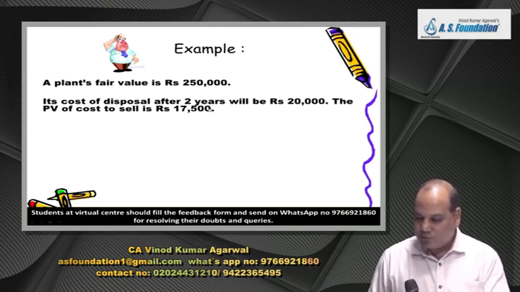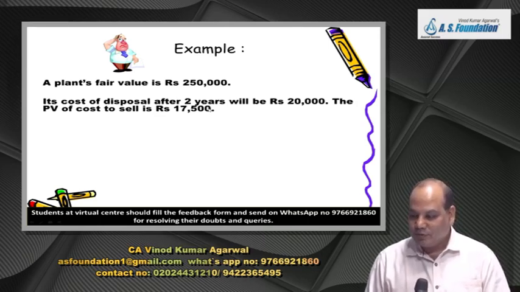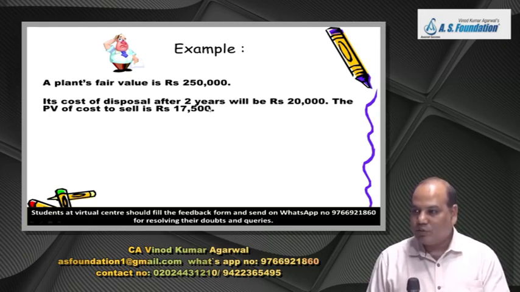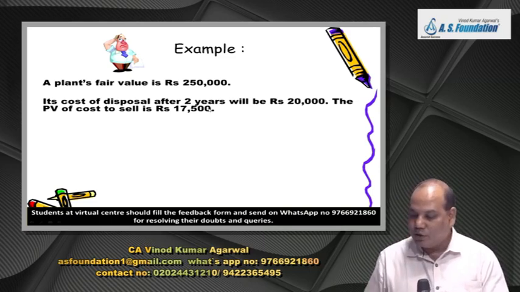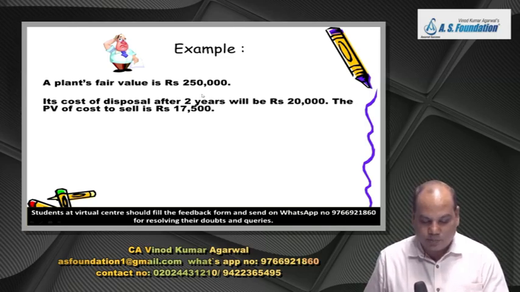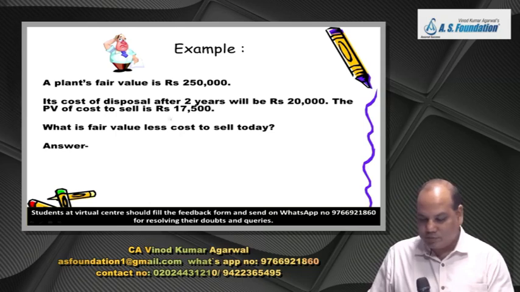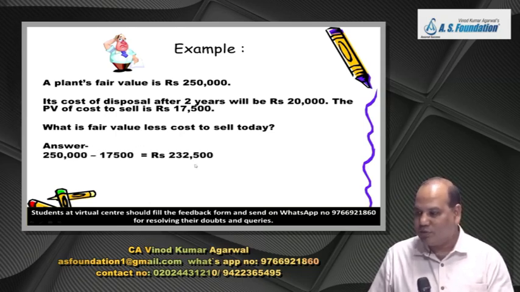Solve one small example. A plant's fair value is 2,50,000. It is given in the standard example, and its cost of disposal after 2 years is 20,000. But it will be disposed after 2 years. The present value of the cost to sell is 17,500. So on the reporting date, we will account at what value? Fair value less cost to sell will be equal to 2,50,000 minus which figure? 20,000 or 17,500? The answer is 17,500. You will deduct. Write down the answer. Just one word. 232,500.